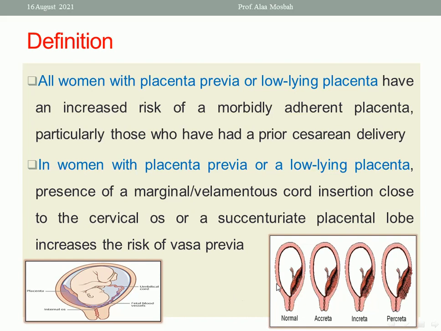Also, with placenta previa, there is risk of placental adhesion, what is called placenta accreta, increta, and percreta, as you see in this picture. This is the normal. There is attachment to the muscle wall of the uterus. Penetrating the muscle wall of the uterus becomes increta, reaching the peritoneal surface becomes percreta. So it was found there is association between placenta accreta and placenta previa, and vasa previa and placenta previa. So you should understand this point very well.